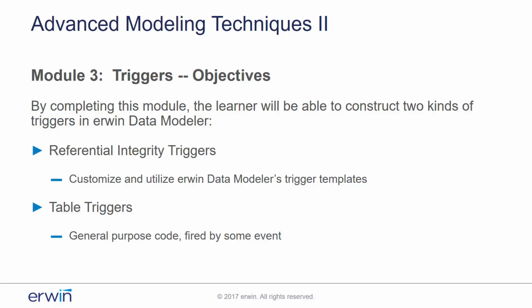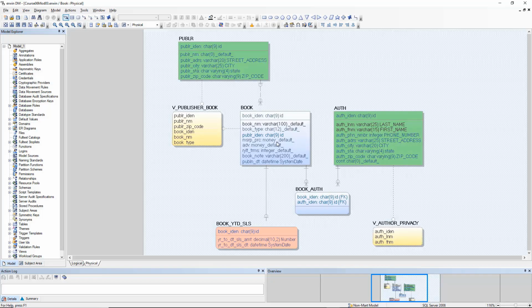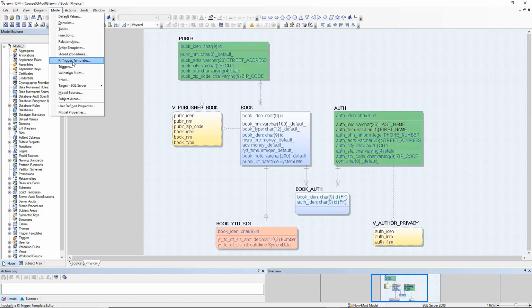Our focus will be how to work with Irwin Data Modeler's support for triggers, the template concept, how the editors work. We'll work at general purpose table triggers later. So let's take a look first at the referential integrity trigger support in Irwin Data Modeler. From the Model menu, take a look at RI Trigger Templates.